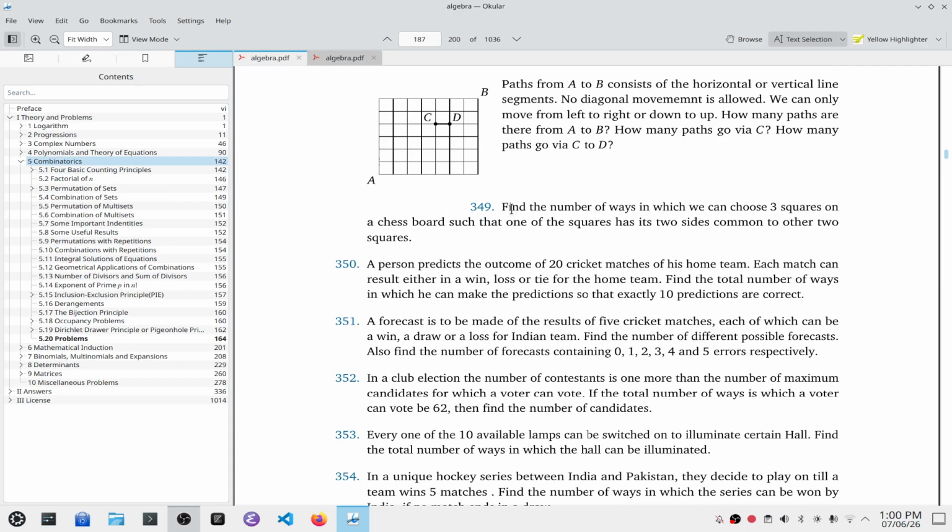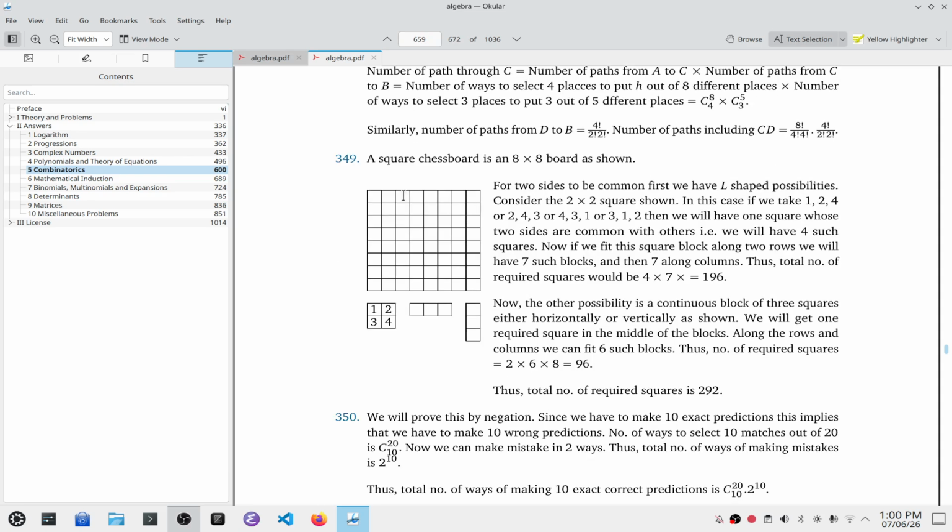Question 349 says: find the number of ways in which we can choose 3 squares on a chessboard such that one of the squares has its 2 sides common to the other 2 squares. So we have the chessboard here, and these are different possible places where we have 2 sides common. For the 2 sides to be common, we have L-shaped possibilities.